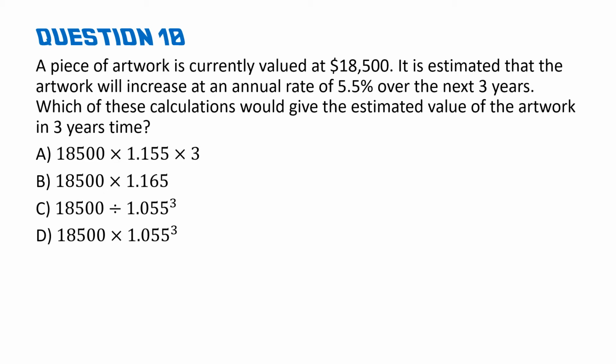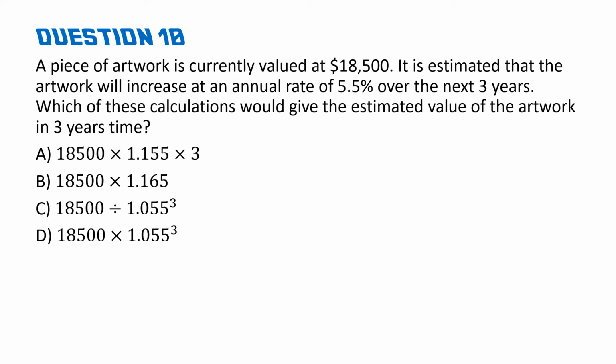Question 10. A piece of artwork is currently valued at $18,500. It is estimated that the artwork will increase at an annual rate of 5.5% over the next 3 years. So each year it's going to increase by 5.5%. Which of these calculations would give the estimated value of the artwork in 3 years' time? It's not asking you to work it out, it's just asking you to look at each of those particular equations and tell me which one best represents this situation.